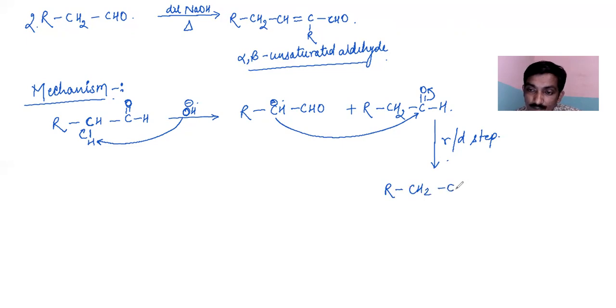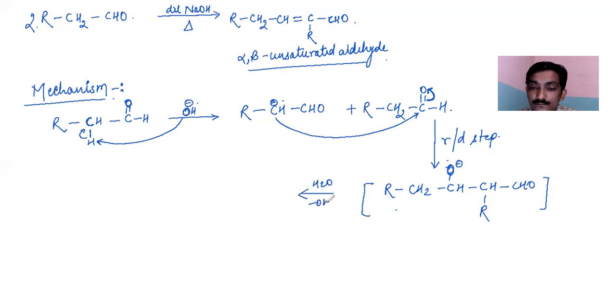RCH2. The carbon oxygen double bond, the pi bond is broken and the electron has moved towards the oxygen. So oxygen has gained a negative charge, and this carbon is bonded to the nucleophilic carbon. This species is formed. Now this anion gains H plus from water, and we have RCH2CH(OH)CH(R)CHO, and here the carbon chain.